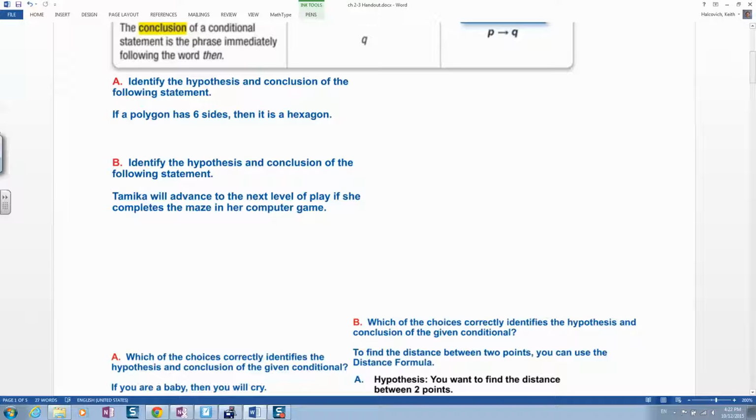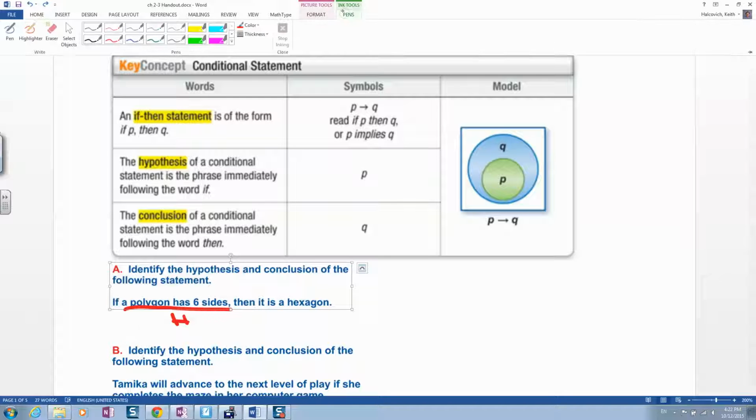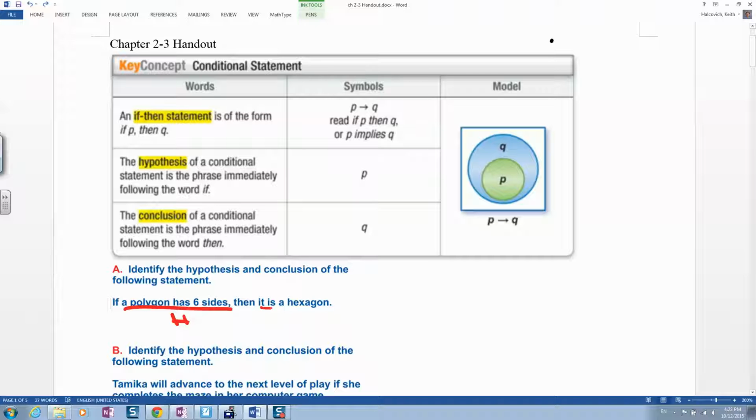So for example, if a polygon has 6 sides, a polygon having 6 sides is the hypothesis. The conclusion is it is a hexagon.